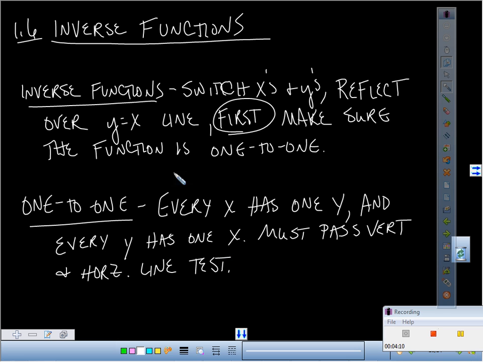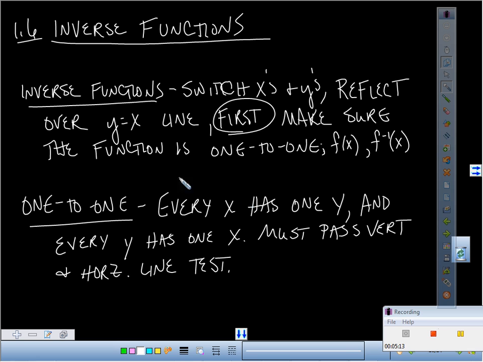Now, here's something else about inverse functions. How do you write an inverse function? If this is f of x, what's its inverse going to be? F inverse of x.